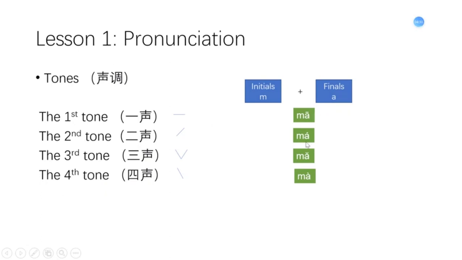This is the first tone, second tone, third tone, and the fourth tone, but they have completely different meanings because of the different tones. Okay, so the first tone, ma, means mother. And the second tone, ma, means sesame, right? And the third tone, ma, means horse, and the fourth tone, ma, means to abuse, to curse, which is quite different, right?